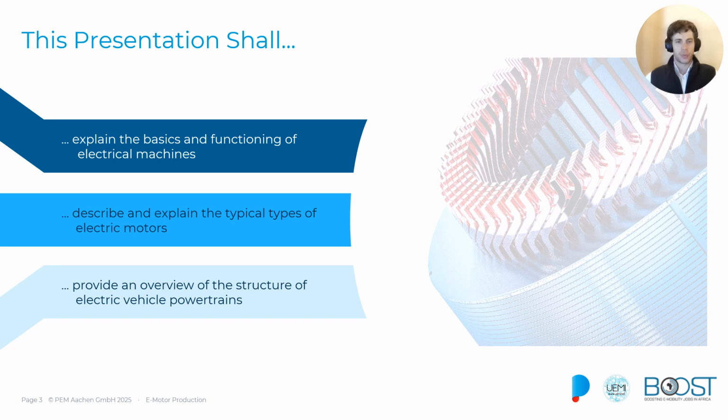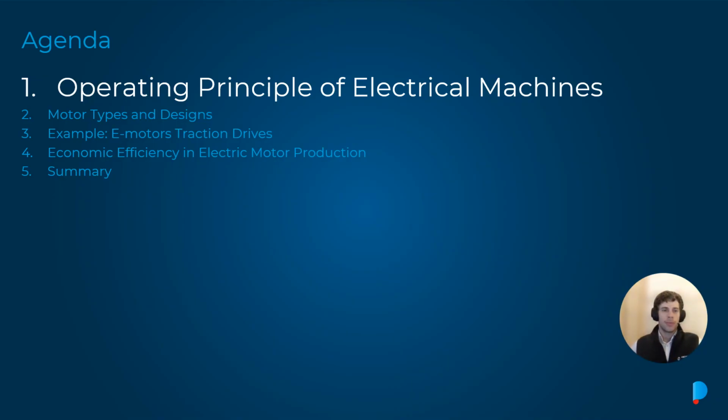So in short, this presentation shall explain the basics and functioning of electrical machines. This presentation shall describe and explain the typical types of electric motors. And it should provide an overview of the structure of electric vehicle powertrains, both full electric and hybrids. But the first chapter is to clarify the operating principle of electrical machines.